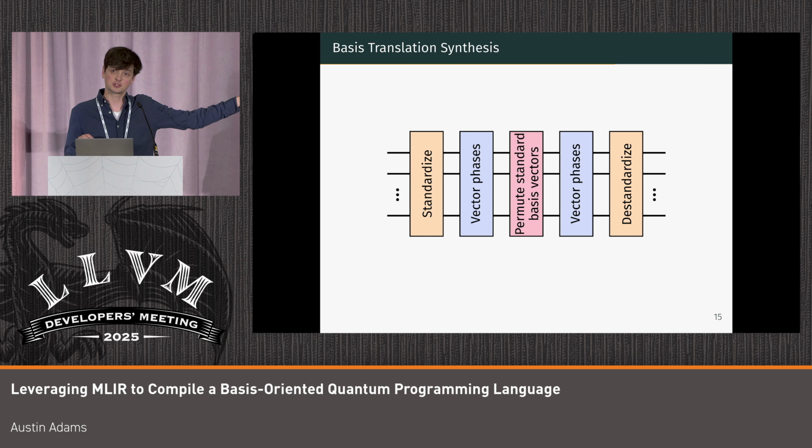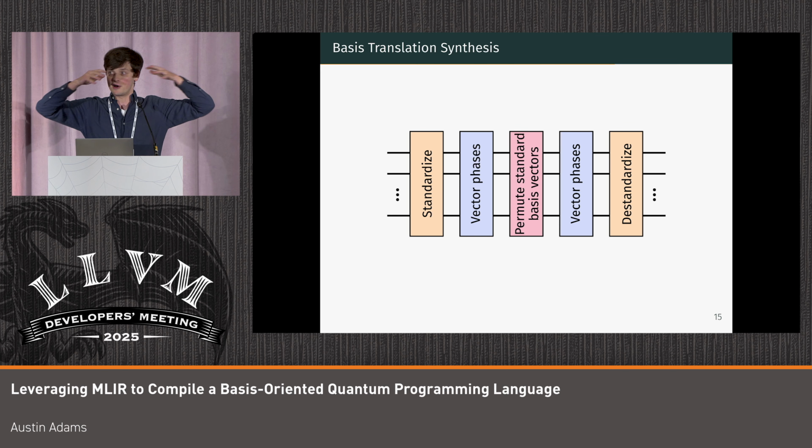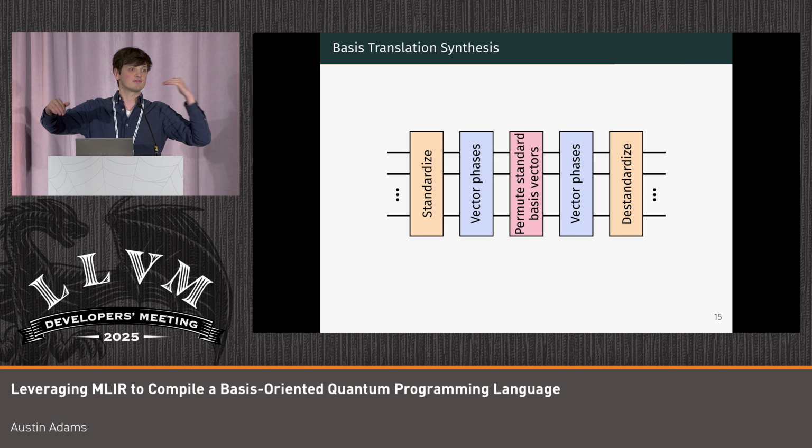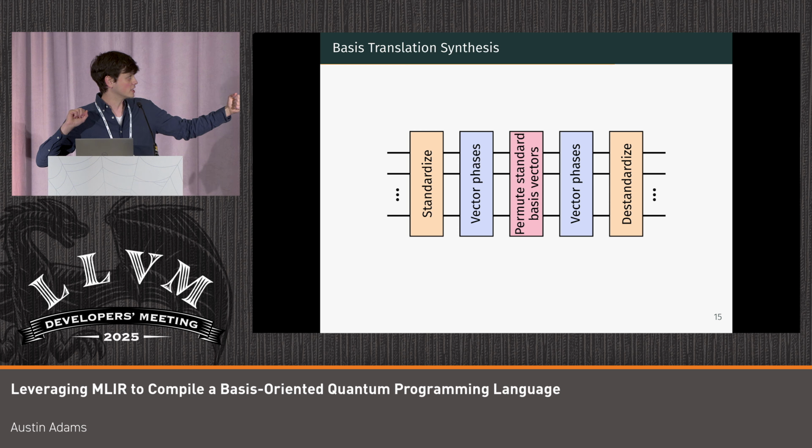Okay, so now I'm going to talk about how we go from our core basis translation primitive to a circuit. The overall structure of one of these circuits we synthesize looks like this. Ultimately, at the heart of one of our primitives, when we synthesize it as a circuit, is this reversible permutation of classical bit strings. And then there are layers of stuff on the outside of that, including this vector phase business, which is basically like introducing and removing minus signs. And then the standardized and destandardized steps are like removing and reintroducing superposition on the outside there.